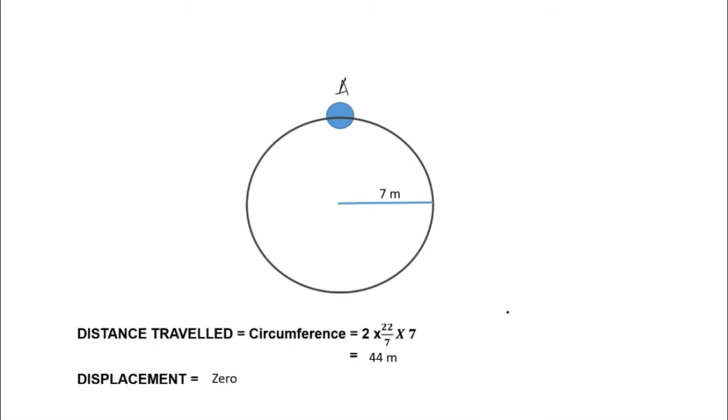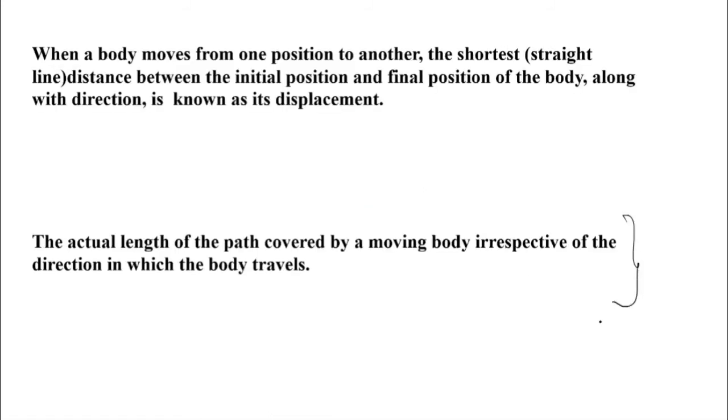Now we'll conclude this about distance and displacement. What will be the definition of distance and displacement? The one given at the bottom is the definition of distance covered. And what is distance covered? Look at the terms: actual length covered. And what is displacement? The shortest, straight distance. And why that straight distance?